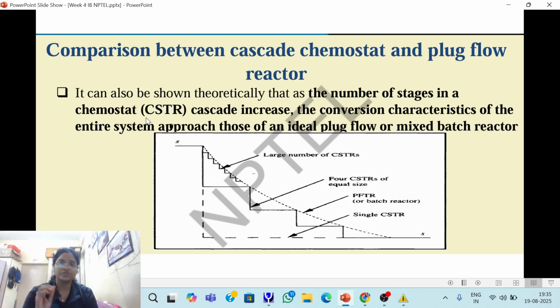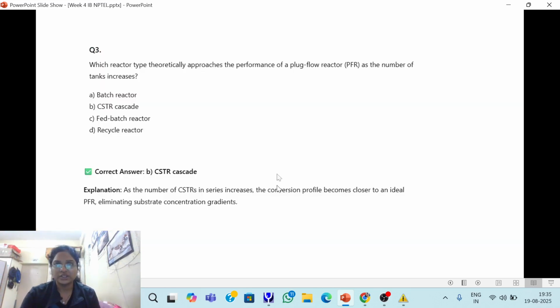So it can also be shown theoretically that as the number of stages in a chemostat cascade increases, the conversion characteristics of the entire system approach those of an ideal plug flow or a mixed batch reactor. With the increase in the number of stages in the CSTR, it becomes like an ideal plug flow or a mixed batch reactor. This is what was written.